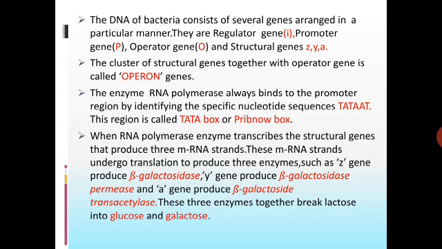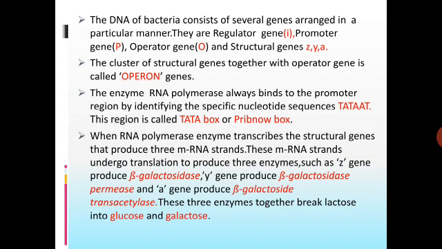Promoter gene lies between the regulator gene and the operator gene. The promoter gene is a region for binding of the enzyme DNA dependent RNA polymerase, which is responsible for transcription. The enzyme RNA polymerase always binds to the promoter region by identifying the specific nucleotide sequence TATAAT. This region is called the TATA box or the Pribnow box.